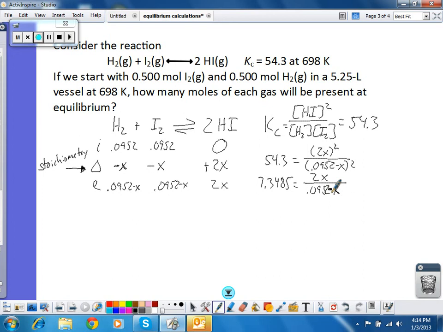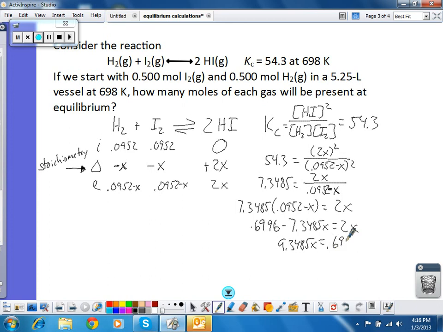Okay, now I need to isolate and solve for x. The first thing I'm going to do is multiply both sides by 0.0952 minus x. That gives me 7.3485 times (0.0952 minus x) equals 2x. Now I distribute the 7.3485 and I get 0.6996 minus 7.3485x equals 2x. Now I gather my like terms together. So I get 9.3485x equals 0.6996, which means that x is equal to 0.0748.